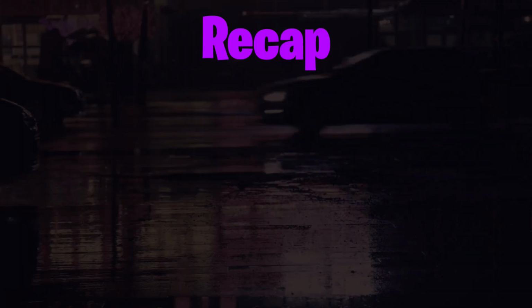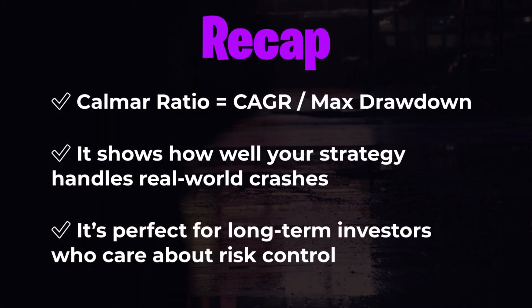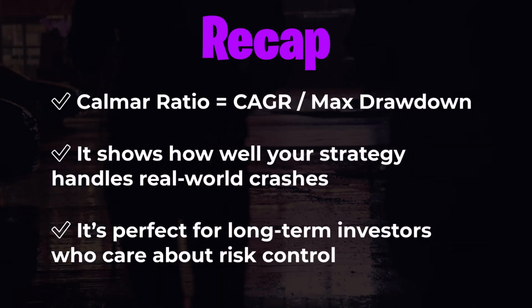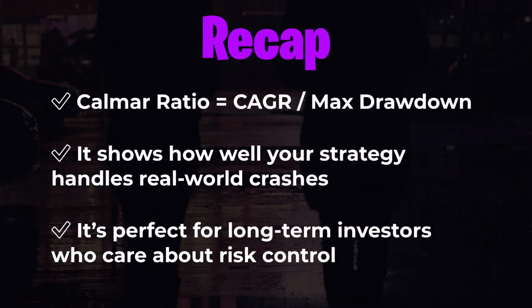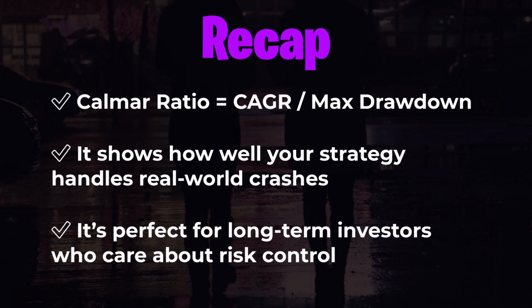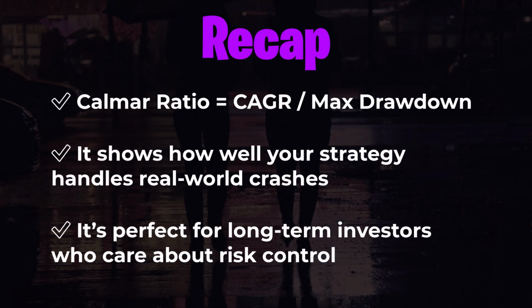So let's do a recap. The Calmar ratio is the CAGR divided by the maximum drawdown. It shows you how well your strategy handles real-world crashes, and it's perfect for long-term investors who care about risk control.